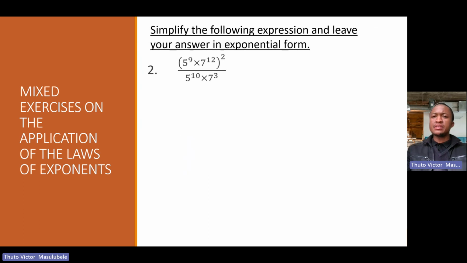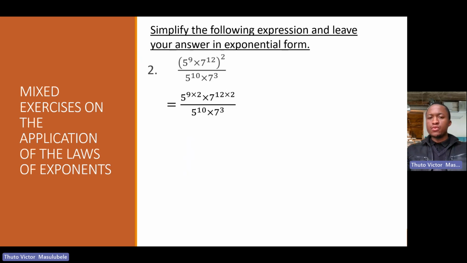Second question here is that we need to simplify the expression and leave your answer in exponential form. So what happens here, you realize that we are raising a power to another power. So we're raising 5 to the power of 9 to the power of 2, also raising 7 to the power of 12 to the power of 2. So in other words, you keep your base and you multiply the exponents. As illustrated there, we have 5 to the power of 9 times 2 times 7 to the power of 12 times 2.